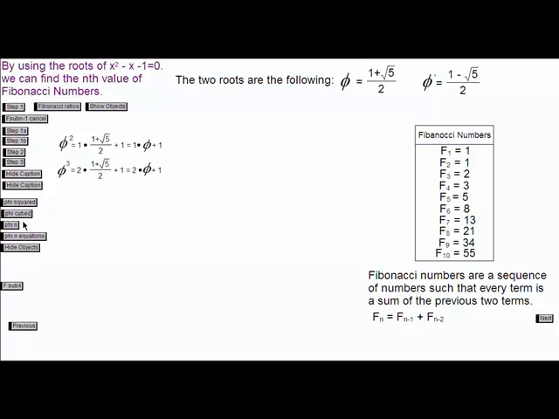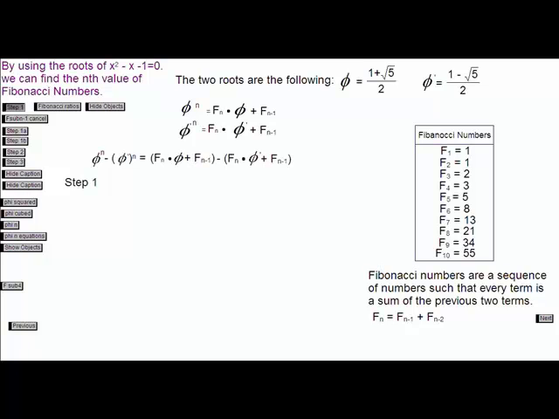become a Fibonacci number. Therefore, we get phi to the n power equals f sub n times (1 plus the square root of 5) all over 2 plus f sub n minus 1, and phi prime to the n power equals f sub n times (1 minus the square root of 5) all over 2 plus f sub n minus 1. Now with these two equations, we can find the nth value of the Fibonacci numbers.